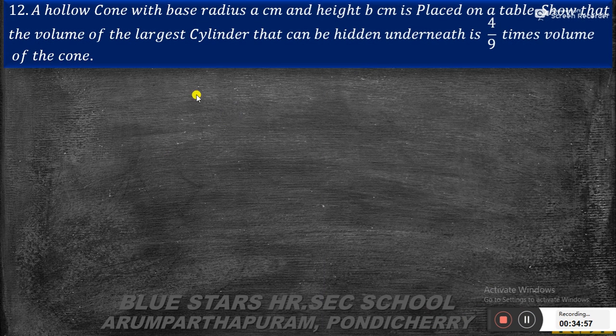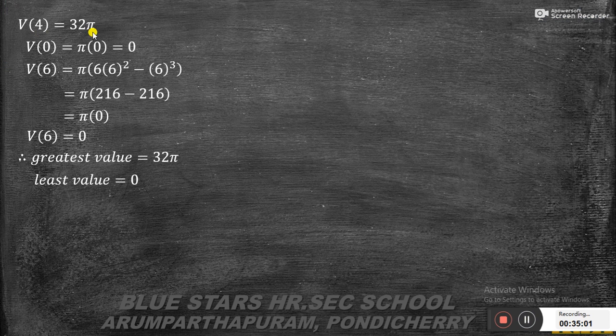Therefore v of 4 equal to 32 pi, and v of 0 equal to pi into 0, which is 0. Again, v of 6 equal to pi into 6 into 6 square minus 6 cube. The product is pi into 216 minus 216, and I got the answer 0. Therefore the greatest value is 32 pi, and the least value is 0.